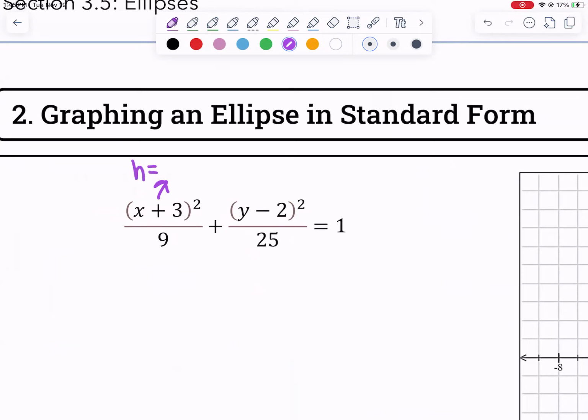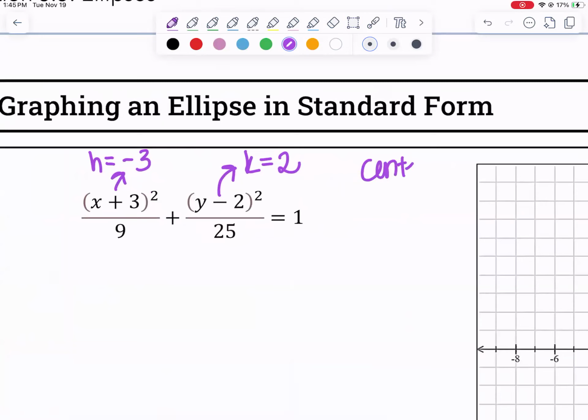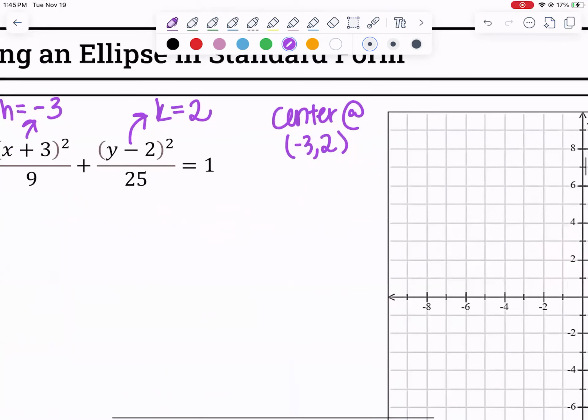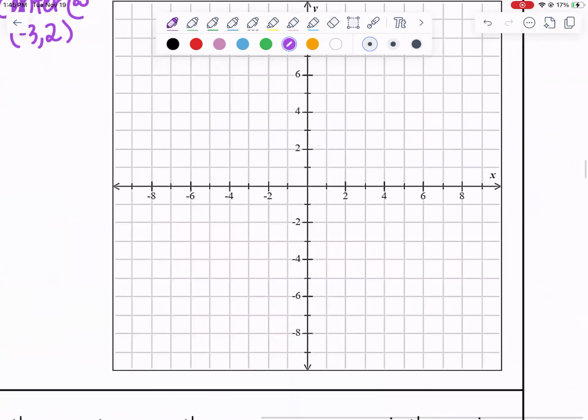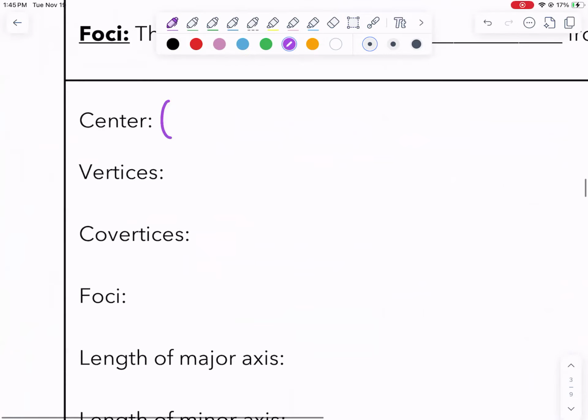H is with X, so H is -3 because it's a plus sign, the opposite. The Y value of the center, K, is +2. So we could say the center is at -3, 2. I'm going to go ahead and plot it, -3, 2, and put it down here.